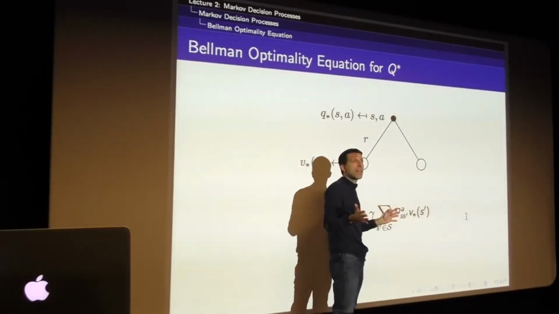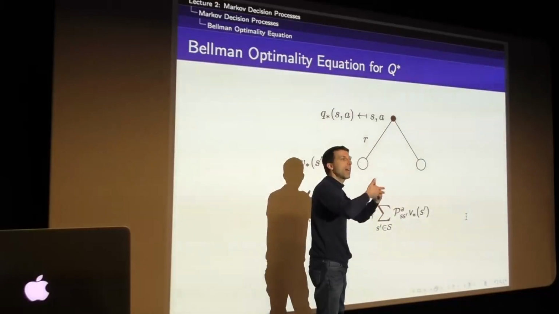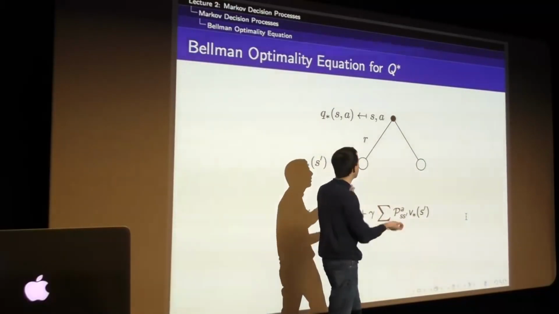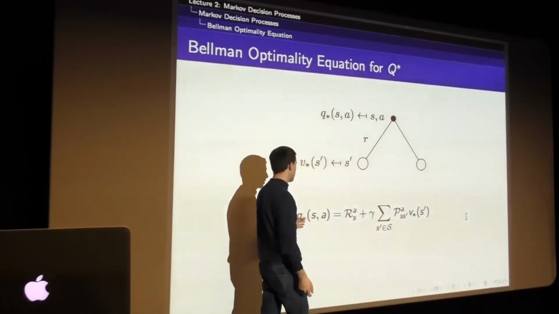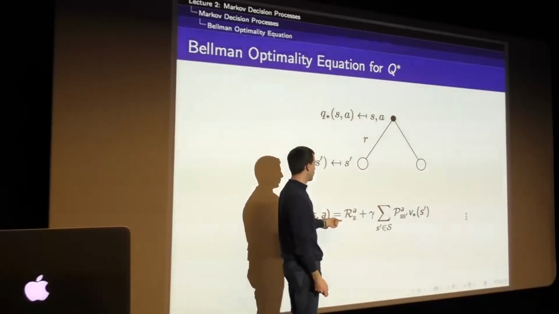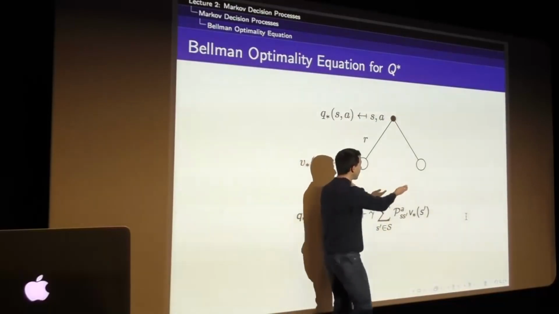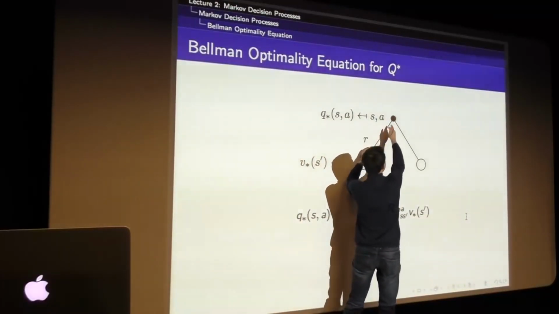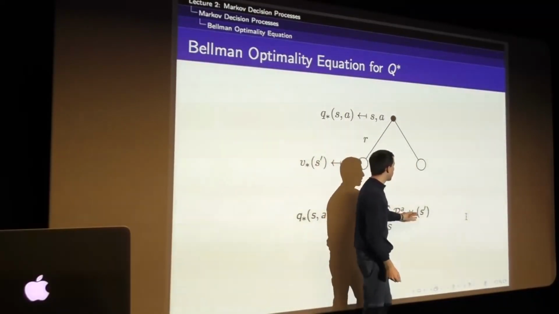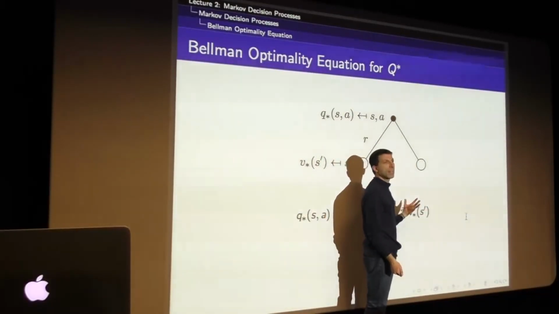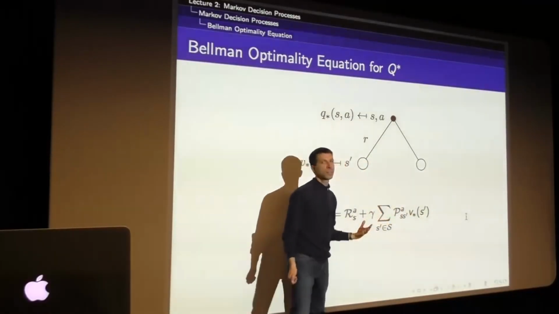There's no max here. We don't get to pick where the wind blows us. We have to average over all the things the environment might do to us, and that tells us how good our action is. So the optimal action value is just the immediate reward plus the average over all the probability that the wind might blow us left, the probability the wind might blow us right, multiplied by the optimal value of being in that state.